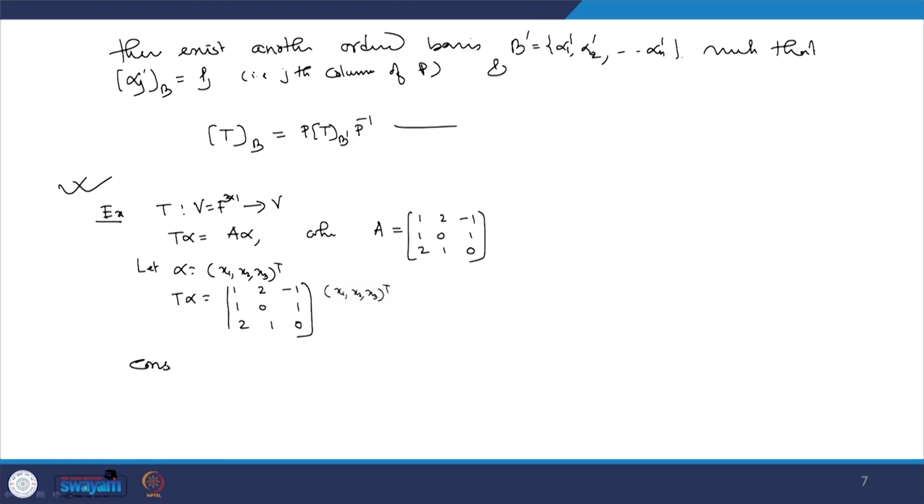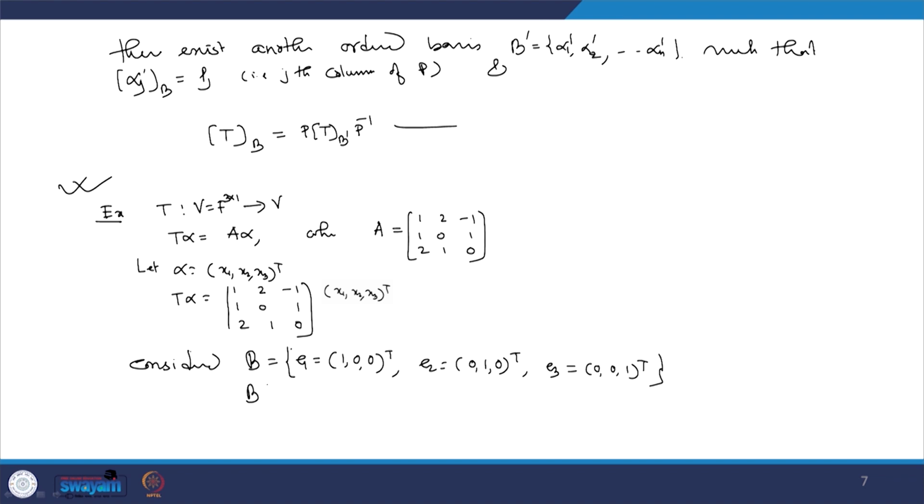Consider an ordered basis B equal to our standard ordered basis for F 3 cross 1, which is similar to F 3, only instead of row it will be column, just take the transpose. So, let me consider E1 equal to 1, 0, 0 transpose, and E2 is equal to 0, 1, 0 transpose, and E3 is equal to 0, 0, 1 transpose. This is the standard basis on F 3 cross 1.